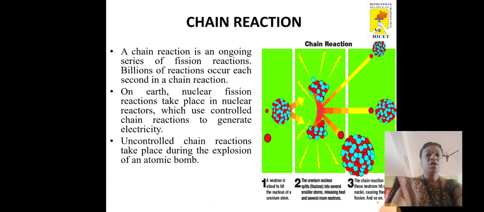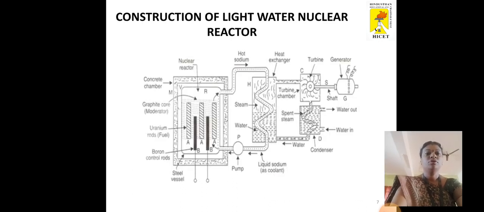What is nuclear chain reaction? Among the two types of reaction, nuclear fission and fusion, the fission reaction will undergo nuclear chain reaction. This nuclear chain reaction takes place in a device called a nuclear reactor in a controlled manner to generate electricity. If the reaction is uncontrolled, it is said to be a nuclear fission bomb reaction. And in this picture you can see the block diagram of a light water nuclear reactor in which the electricity is produced.